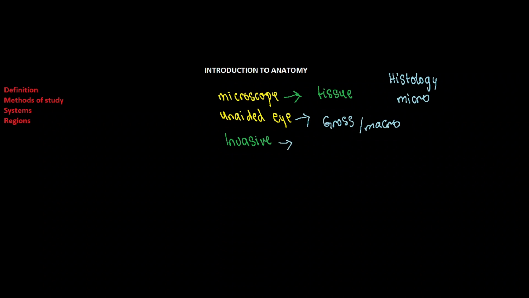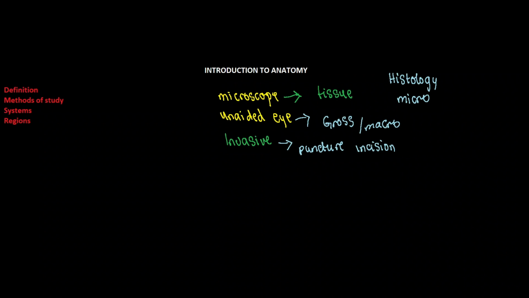So taking a look at the invasive method, which is a subdivision of the use of the unaided eye, the invasive method basically has to do with the use of punctures and incisions. Incision is simply a fancy word for cut. So the invasive method has to do with the use of punctures and incisions in order to see through to internal organs of the body, and it is majorly employed when dissecting cadavers.